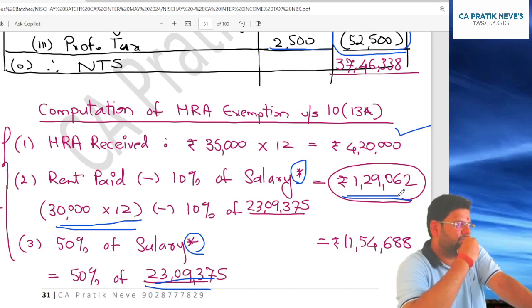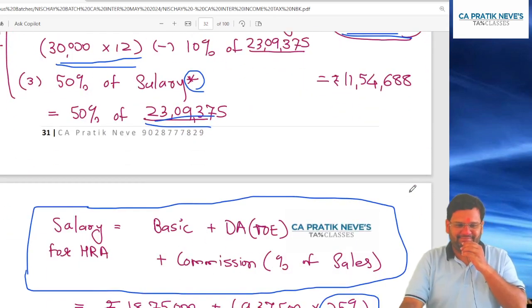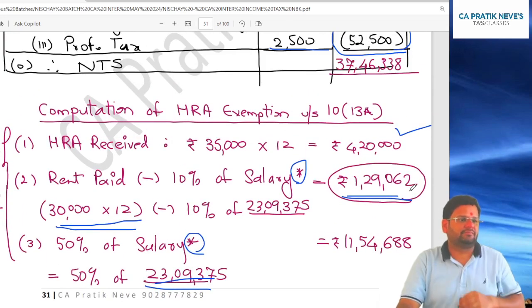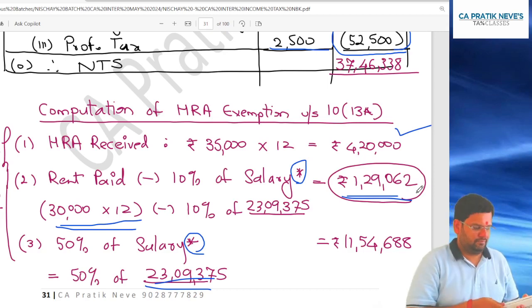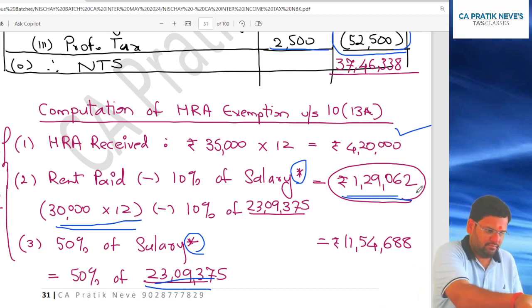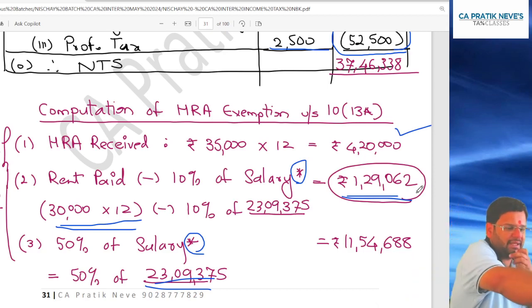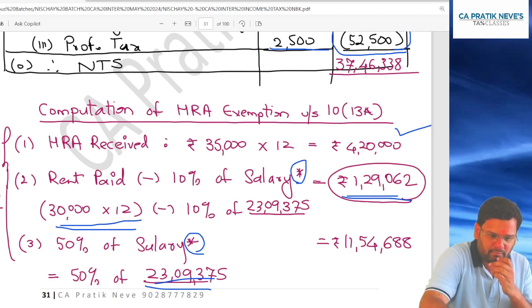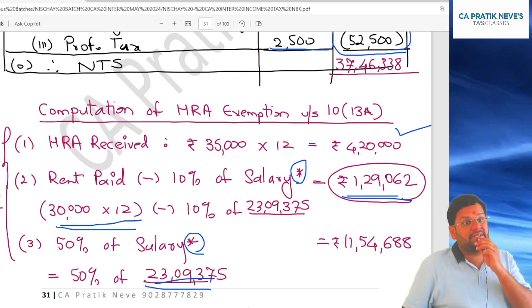And then 50% of salary, that is 50% of 23 lakh 9,375. So friends, tell me what will be the exemption? Did you all get? So next line, can you write? Therefore, exemption rupees 1 lakh 29,062, being least of the three.